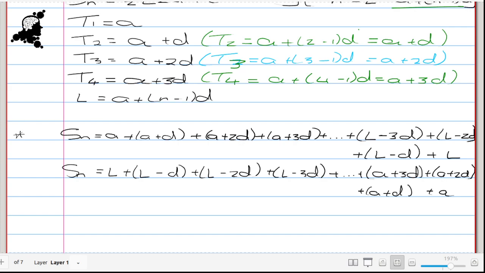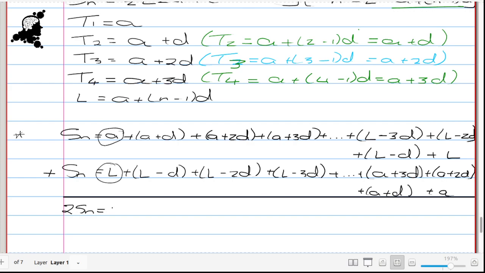Now, let me draw a straight line here. What I'm about to do now is add Sn plus Sn. Sn plus Sn, you would remember, gives you 2Sn. Notice, a plus L gives you a plus L. Now let's have a look at something. a plus d plus L minus d. The d's are going to cancel out because we've got a positive d and a negative d. What do we remain with? a plus L.